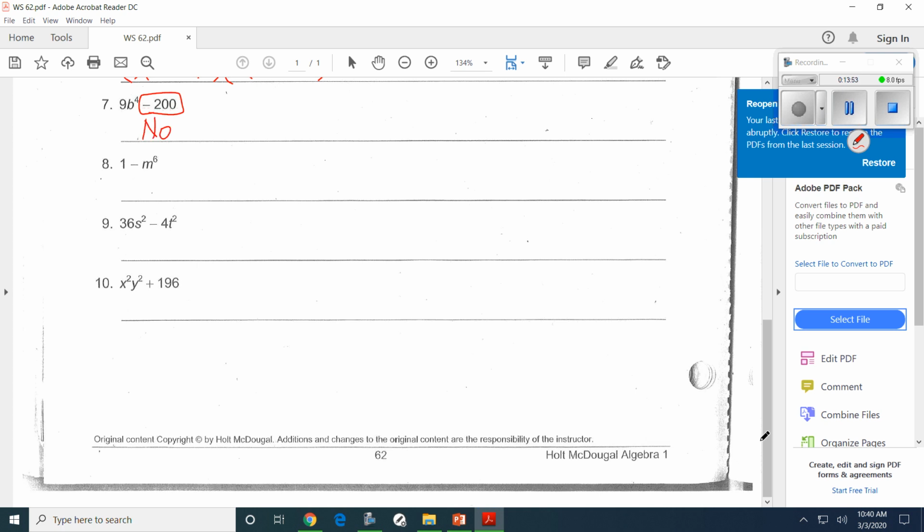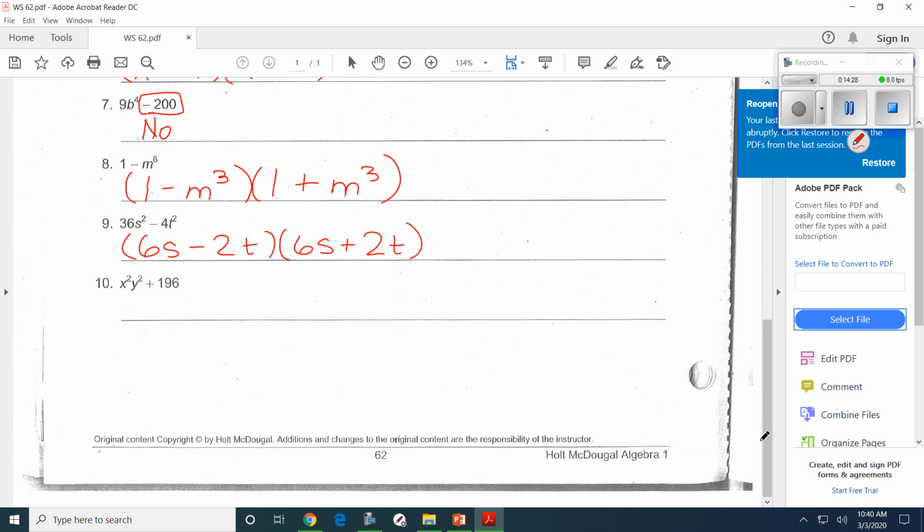Number 8, we can take the square root of 1, which is 1. We can take the square root of m6, which is m to the 3rd. It is the difference of two perfect squares. So we write it once with a subtraction sign, once with a positive sign. Number 9, 36s squared minus 4t squared. All the numbers are perfect squares. All the variables are even numbers. So we take the square root, 6s minus 2t. Write it one time with a subtraction sign, one time with a plus sign.